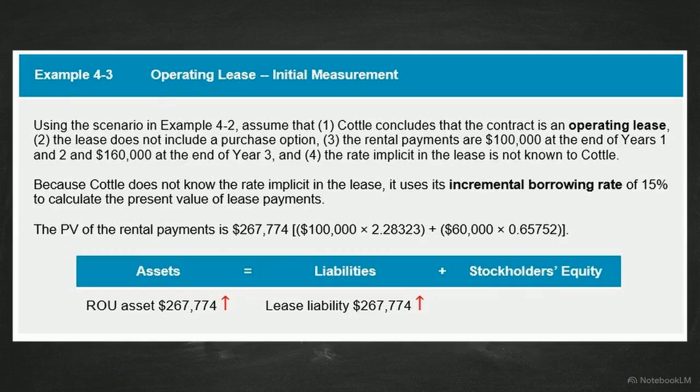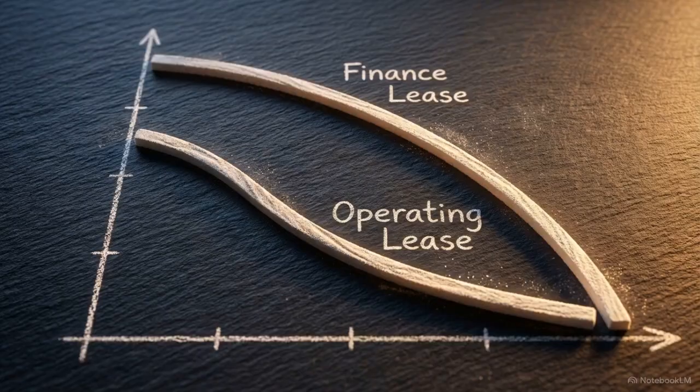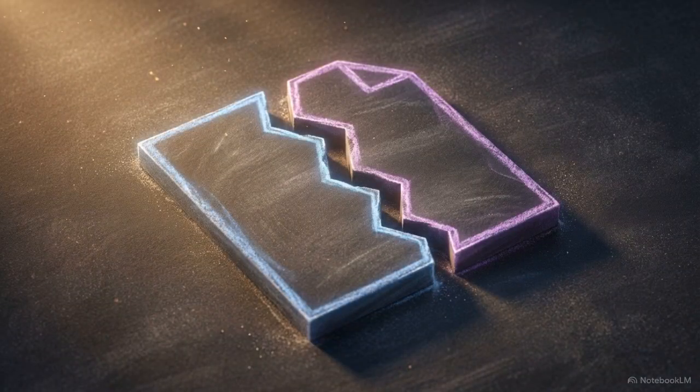Consider an alternate scenario. What if Cottle's contract failed the 5-part test and was classified as an operating lease instead? Without the purchase option and relying on a higher 15% incremental borrowing rate, the present value engine generates a different starting liability of $267,774. While both the finance and operating lease liabilities will shrink over time using the effective interest method, their impact on the income statement fractures based entirely on that initial classification.